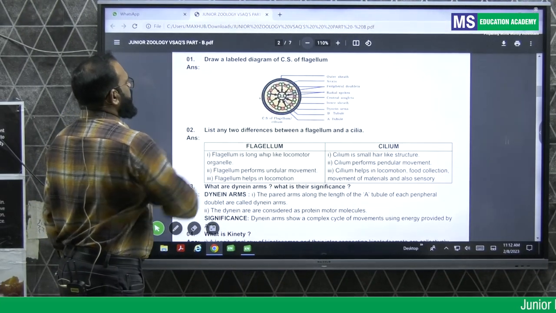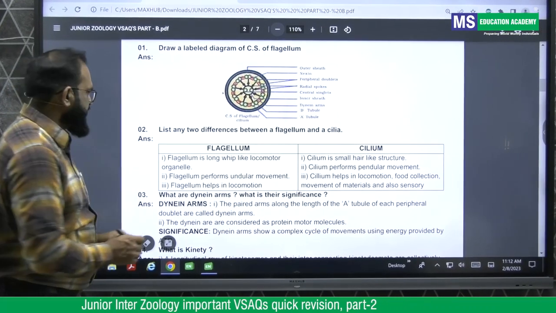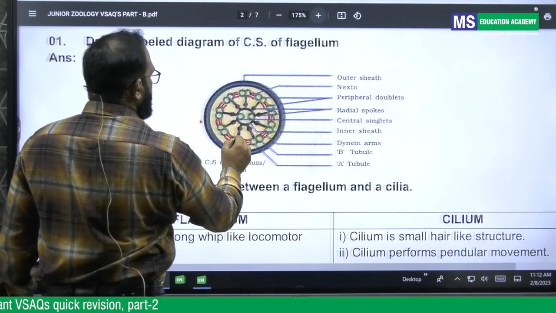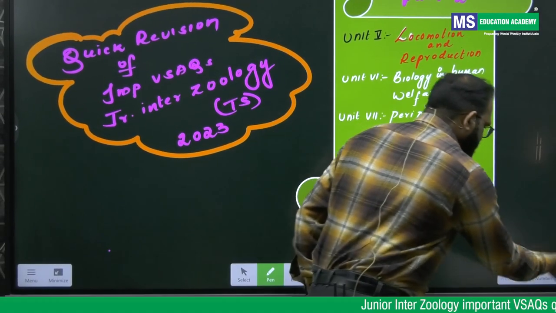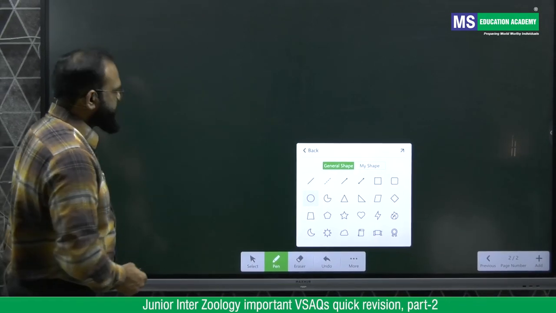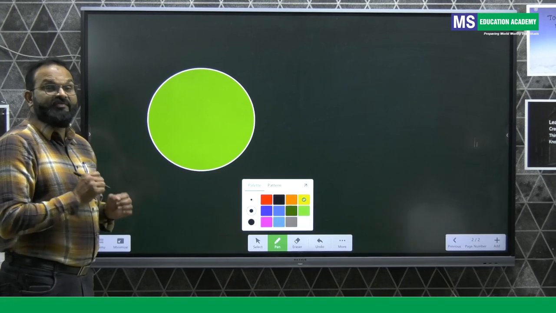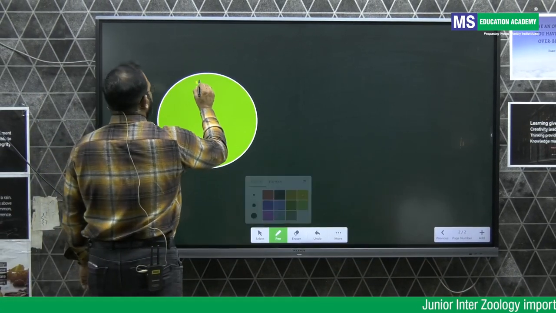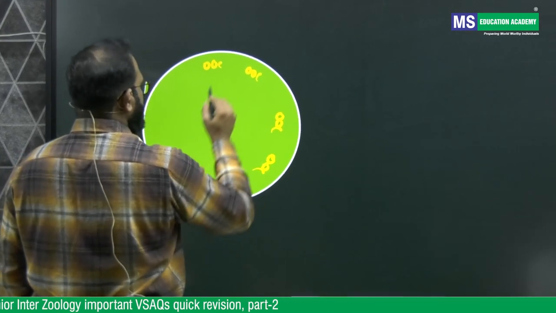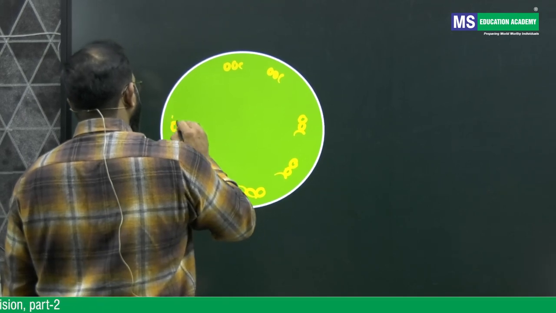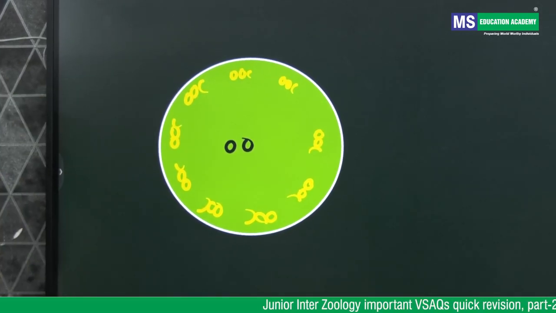Students, this question is important. Draw a labeled diagram of CS of flagellum, important. In this question, you are supposed to draw the diagram and you have to give the labelings, important labeling. Without labeling, you may not get marks. So you have to draw a circle, and as you know, TS of flagellum is having 9+2 arrangement of microtubules. So you have to draw microtubules, 9+2 arrangement. 1, 2, 3, 4, 5, 6, 7, 8, 9. So these are peripheral doublets and two central singlets.